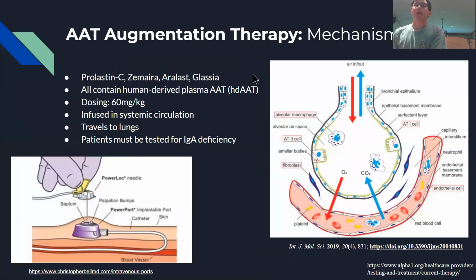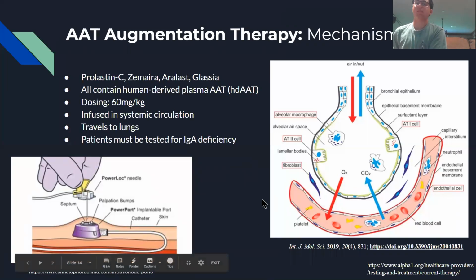Now, as far as the mechanism of augmentation therapy, we have Prolastin C. That was the first drug on the market. Now, Zemaira, Aralast, and Glassia have since entered the market in more recent years, but they all do the same thing. They all have that human-derived AAT in the plasma. The dosing guidelines are the same for all the drugs, and that is about 60 milligrams per kilogram of body weight. Now, you get this infused at an infusion center or at home by a professional, and then that injected AAT will go to the lungs.